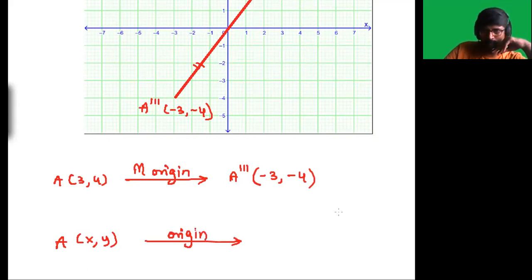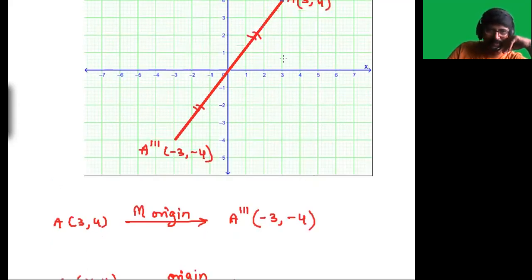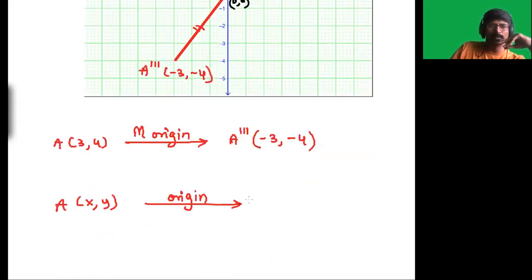What do you mean by origin? Some people are asking what origin is, sir. Origin is this. Could you see it over here? Origin is called 0 comma 0, where both the axes meet each other. That is called the origin. So when any point reflects under origin, both its coordinates get reversed. So A triple dash will become minus x comma minus y. I hope you understood reflection under origin.